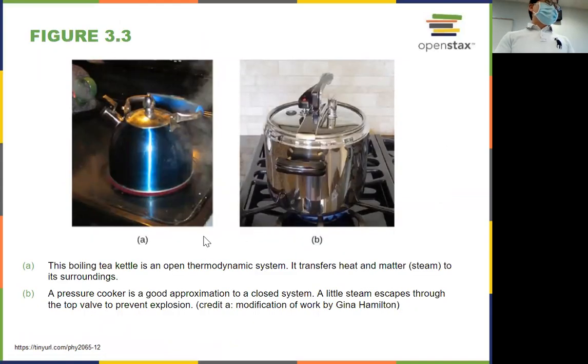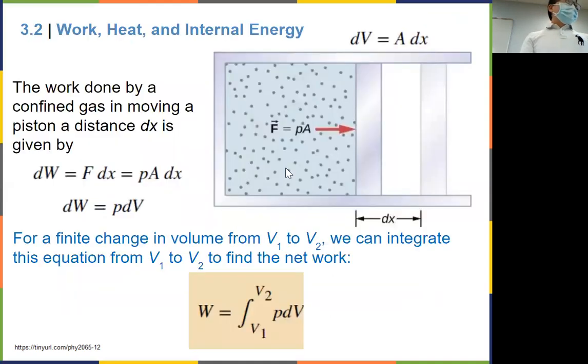A couple of examples you may be seeing on your daily basis are a kettle for water or a pressure cooker. In this case, this is a not so well insulated system, and this is kind of an insulated system for the inside. So that's pretty much the first section.